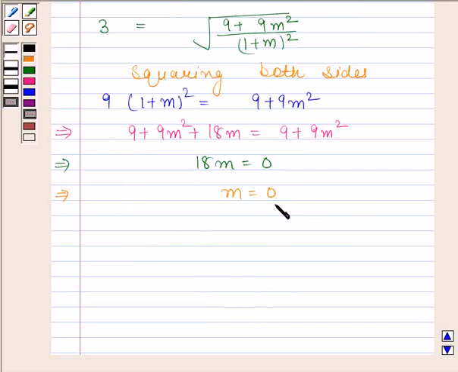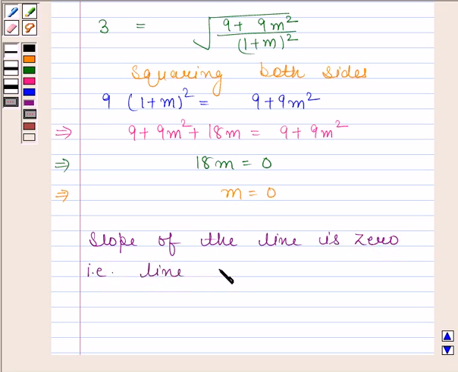Now m = 0 implies the slope of line PQ is 0, and this implies that the line is parallel to the x-axis. So the slope of line PQ is 0, and this means the line is parallel to the x-axis. This is our required answer.